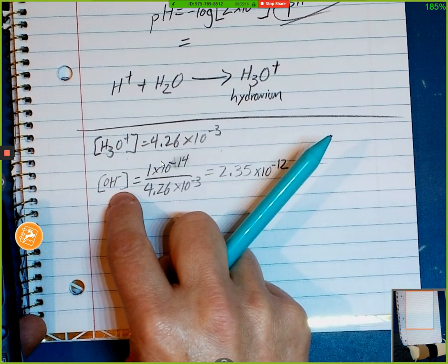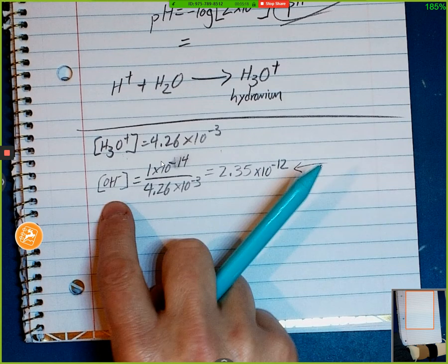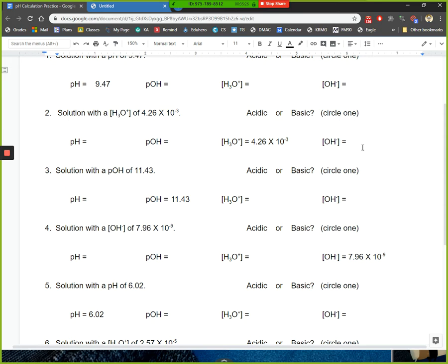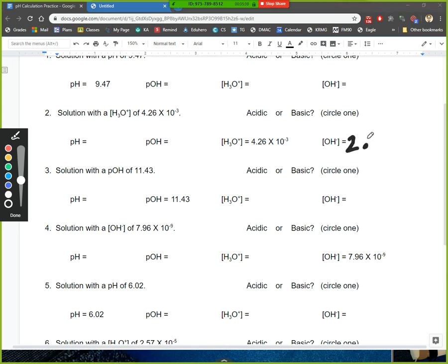So we have one thing done, and on your paper, you can come in for your OH concentration, and I don't think I'm going to be able to actually write this on there, but let's find out. Okay, 2.35 times 10 to the minus 12. 2.35. Yeah, I thought it would look dumb. 10 to the negative 12. I have so many artist skills there.